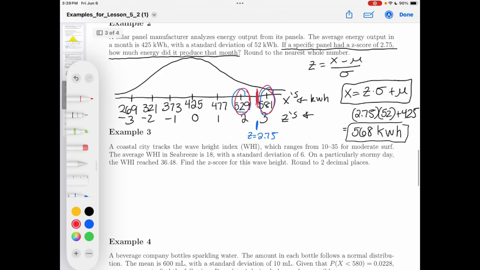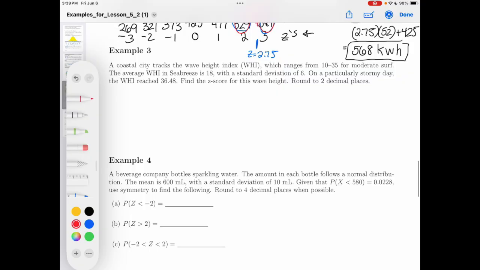Let's look at example 3. A coastal city tracks the wave height index, which ranges from 10 to 35 for moderate surf. The average wave height index in Seabreeze is 18 with a standard deviation of 6. On a particular stormy day, the wave height index reached was 36.8. We need to find the z-score for this wave height and round to 2 decimal places.